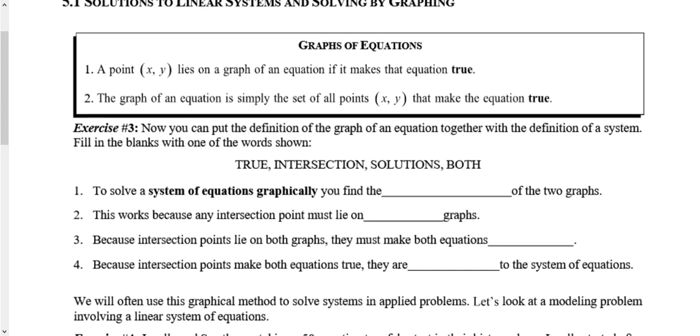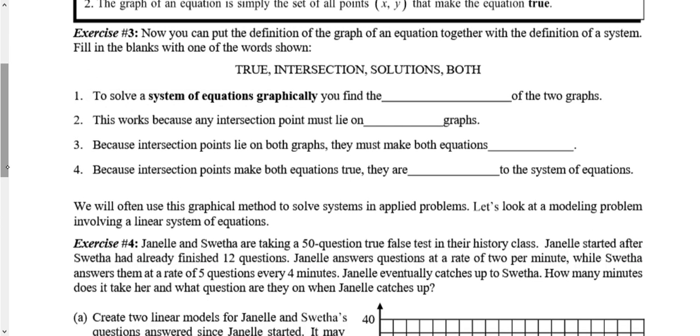So now you can put the definitions in. This is simple. So number one, fill in the blank. To solve a system of equations graphically, you find the what? Intersection of the two graphs. Number two, this works because any intersection point must lie on both graphs. Number three, because intersection points lie on both graphs, they must make both equations true.